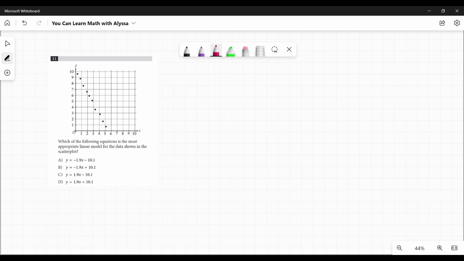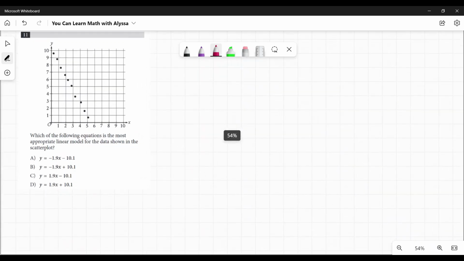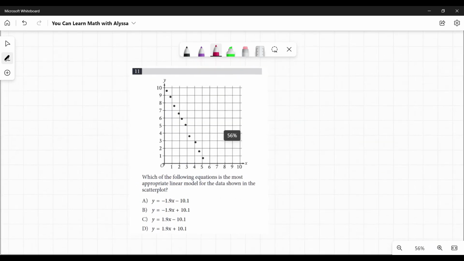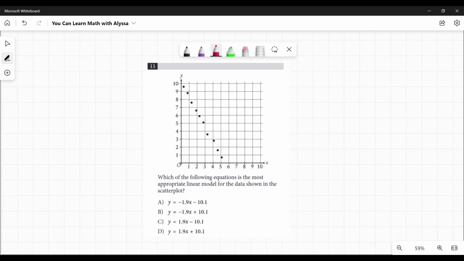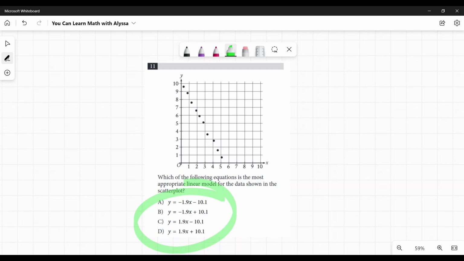Which of the following equations is the most appropriate linear model for the data shown in the scatter plot? I'm going to zoom in a little bit on this one so you can really get a good look at this. This is a case where the multiple choice is your friend. Do you see how they all have 1.9 or negative 1.9, some variant of 1.9, and then either a positive or negative 10.1? So this is a good idea for most SAT questions. Look at your answers first if it's multiple choice to give you an idea of where to go. They can help you out a lot and also speed up the process.